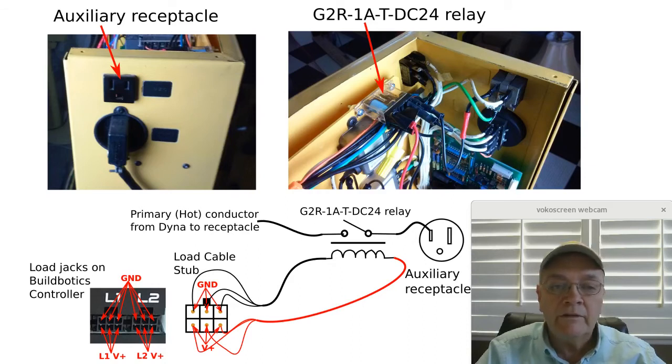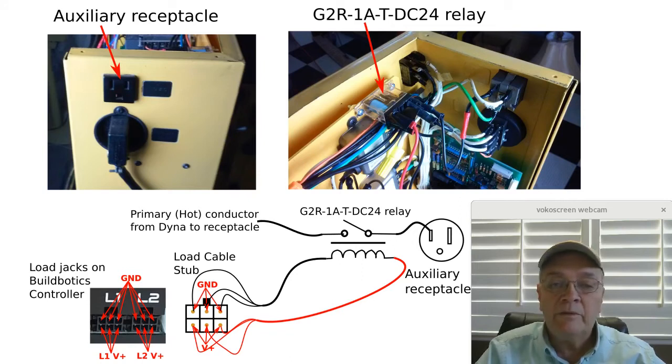First, a GR2-1A-DC24 24-volt relay was mounted to the mounting panel inside the Dyna control cabinet and near the back of the auxiliary receptacle. The black primary hot wire feeding the auxiliary receptacle was cut, and the relay contacts were connected to the cut ends of the wire.